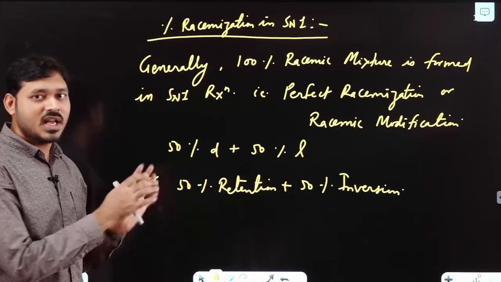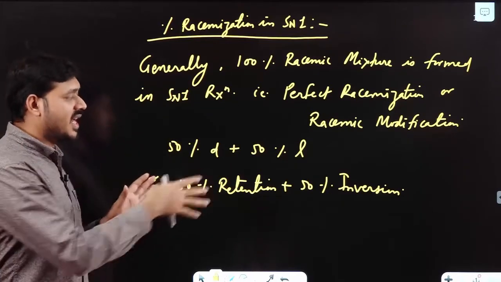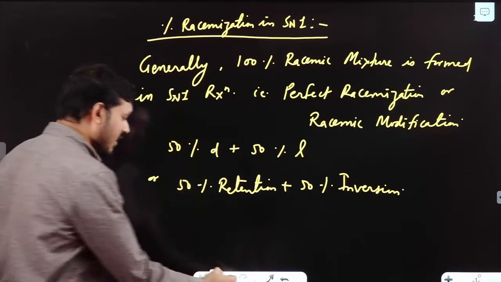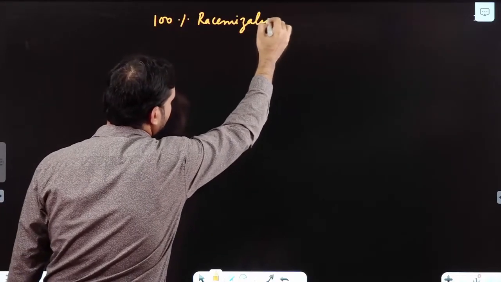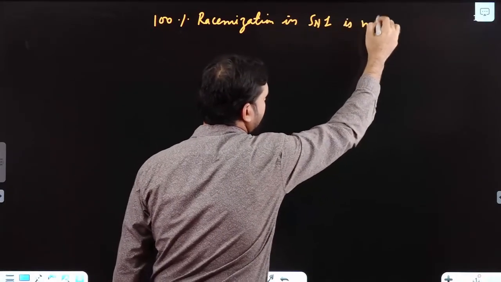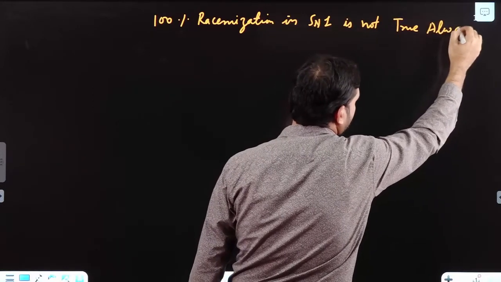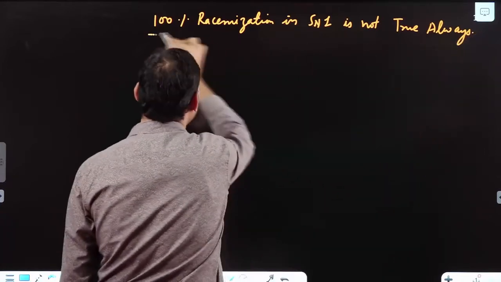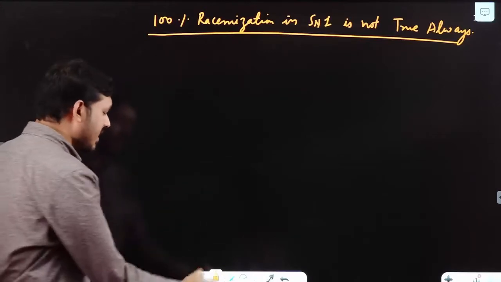Now let me first tell you in what cases or how the percentage of retention and inversion can vary. First of all, understand that thing. 100% racemization in SN1 is not true always. Now first of all, understand the reason behind this.